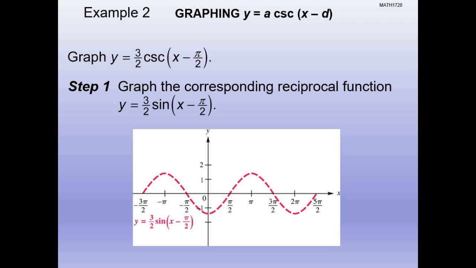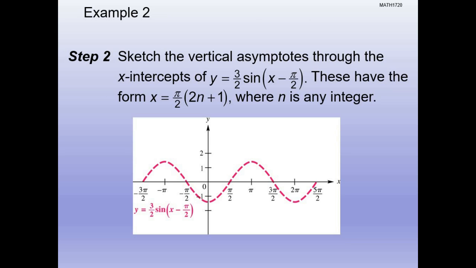We've shifted right pi over 2, because that's what makes the argument go to 0. From here, you should easily be able to sketch the asymptotes. So when is this graph at 0? It's at 0 at -pi over 2, pi over 2, 3 pi over 2, and 5 pi over 2. So sketch your asymptotes there, and then put in your u's. Pretty simple.